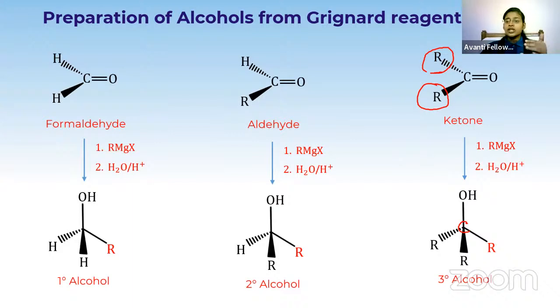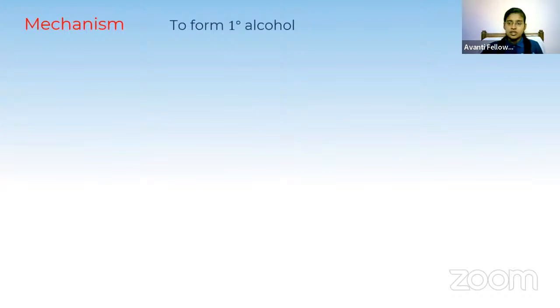Now I am going to give you the mechanism to get this product from the corresponding reactants. Let me give you the mechanism to prepare the primary alcohol first. To form the primary alcohol, initially I have to take formaldehyde. The oxygen end is the negative end and carbon is the electrophilic part, right? So it will have a positive end.